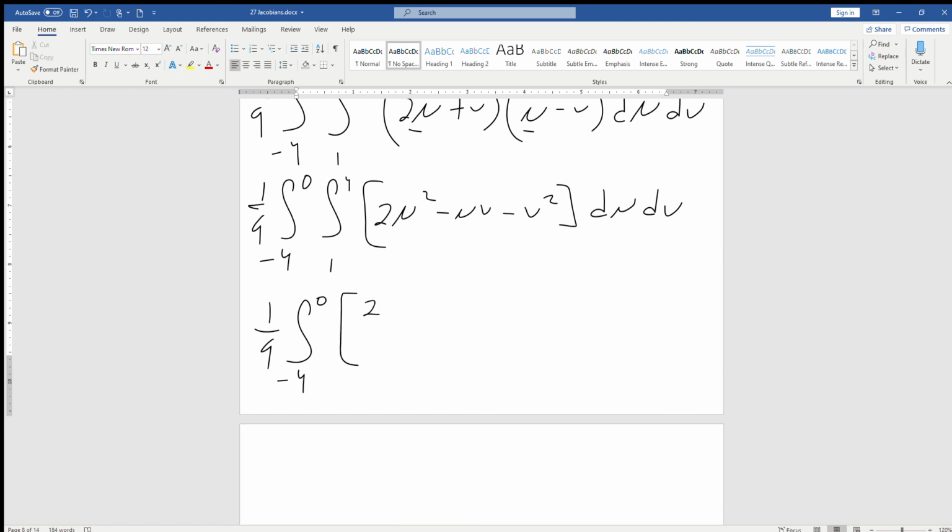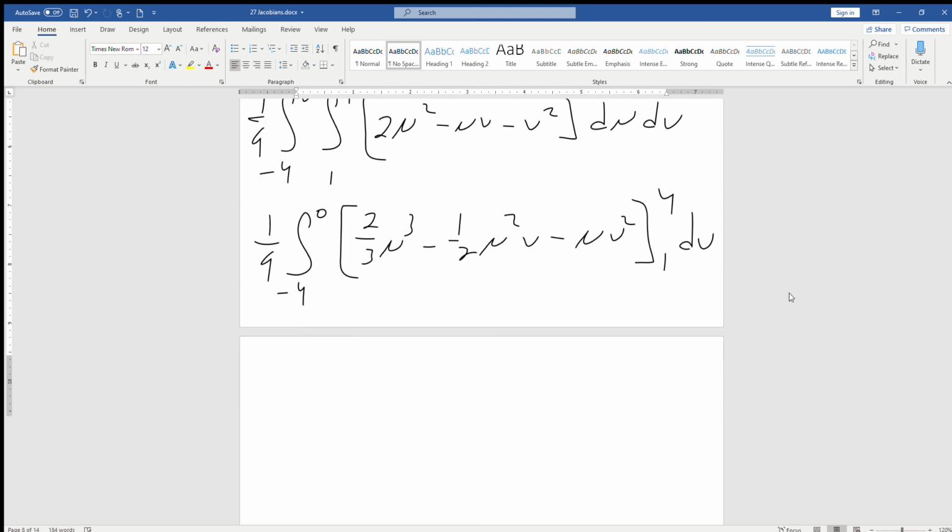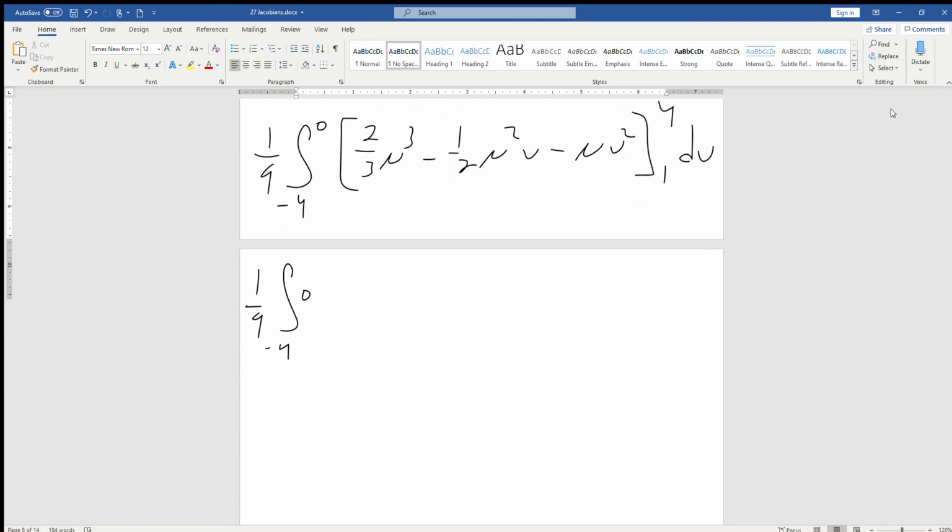So now we get 2/3 u cubed minus 1/2 u squared v minus uv squared from 1 to 4. We still have dv in there. So it's going to get a little bit ugly, but not too terribly. So 1/9 integral negative 4 to 0. This is just mechanical at this point.